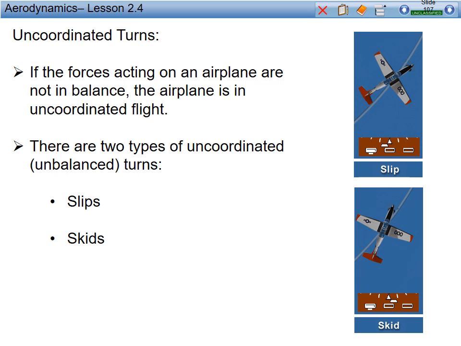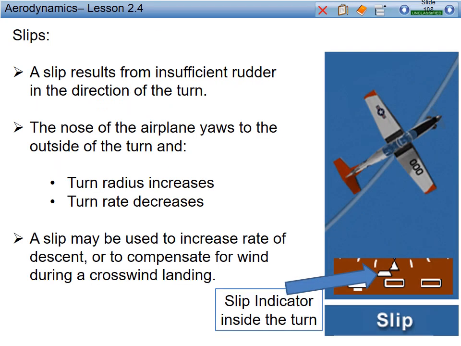Uncoordinated turns. If the forces acting on an airplane are not in balance, the airplane is in uncoordinated flight. There are two types of uncoordinated flight: slips and skids. Slips. A slip results from insufficient rudder in the direction of turn. The nose of the airplane yaws to the outside of the turn, which will cause turn radius to increase and turn rate to decrease. A slip may be used to increase rate of descent or to compensate for wind during a crosswind landing.